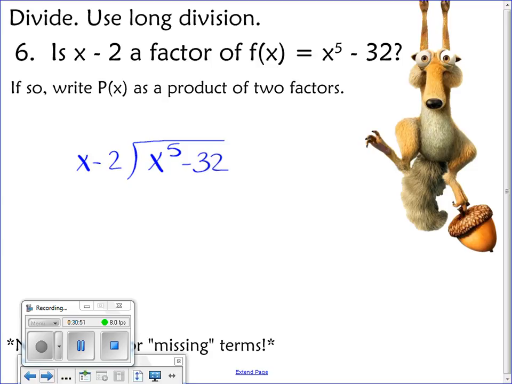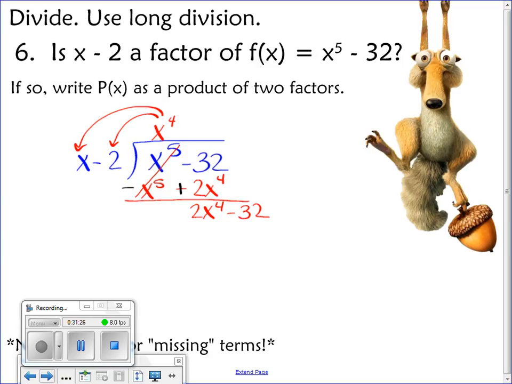Wrong. All right, let's start. What do you multiply x by to get x to the 5th? X to the 4th. And then we multiply x to the 4th times x. X to the 4th times negative 2. Negative 2x to the 4th. Then what? Change your signs. First term? Are those like terms? No. So I have 2x to the 4th minus 32.